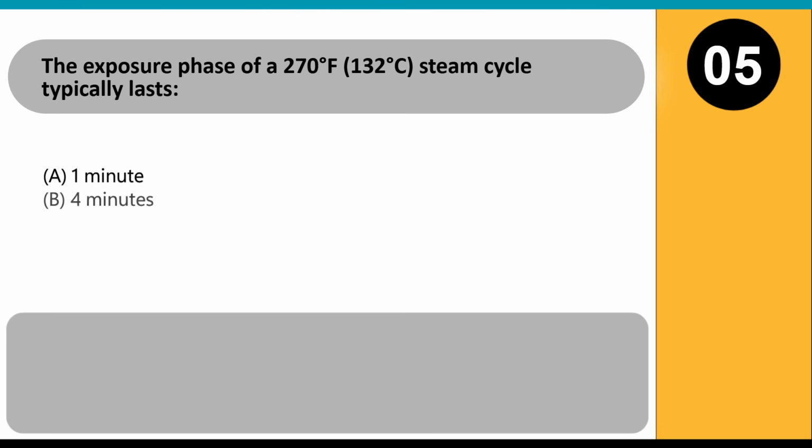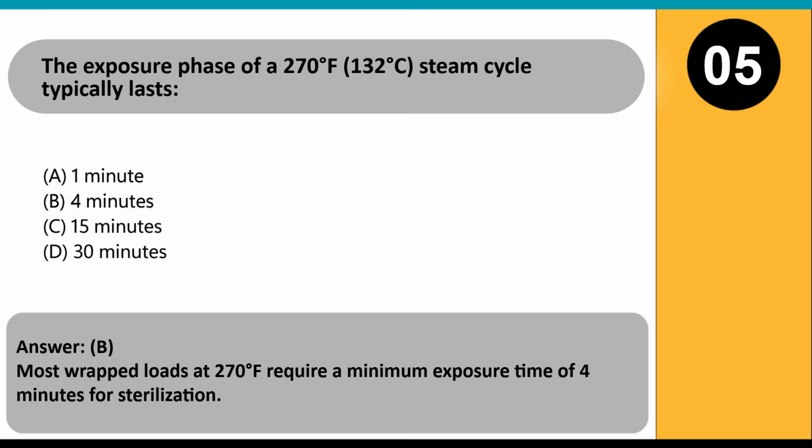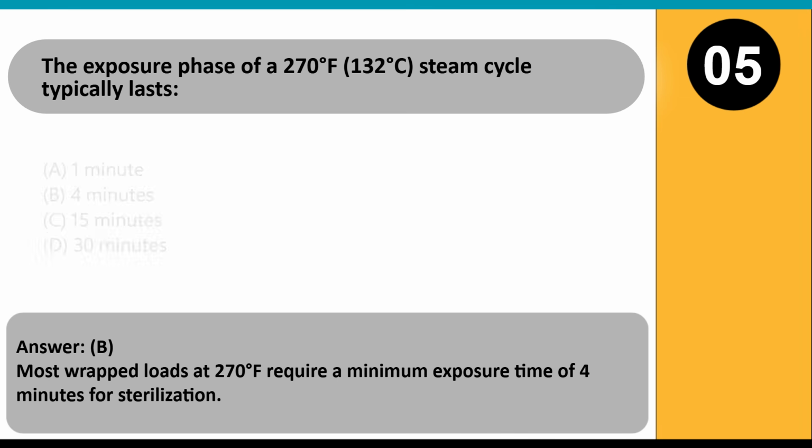The exposure phase of a 270 degrees Fahrenheit, 132 degrees Celsius steam cycle typically lasts: A. 1 minute. B. 4 minutes. C. 15 minutes. D. 30 minutes. Answer: B. Most wrapped loads at 270 degrees Fahrenheit require a minimum exposure time of 4 minutes for sterilization.